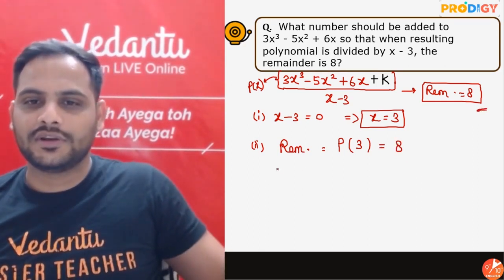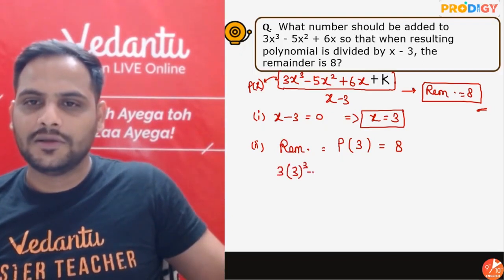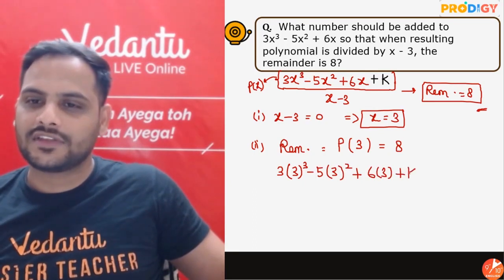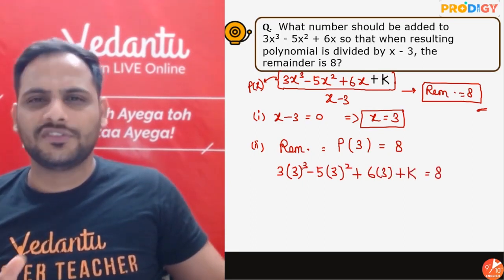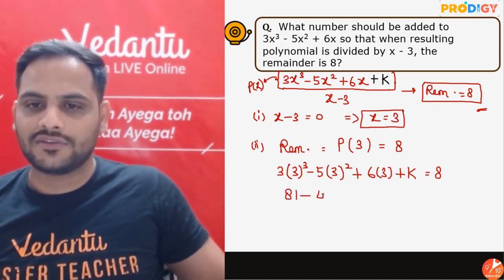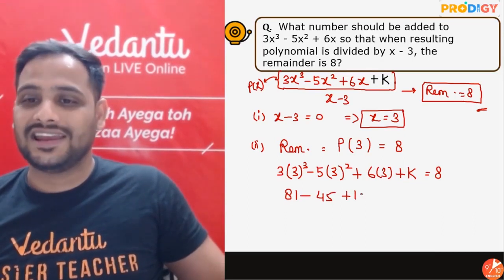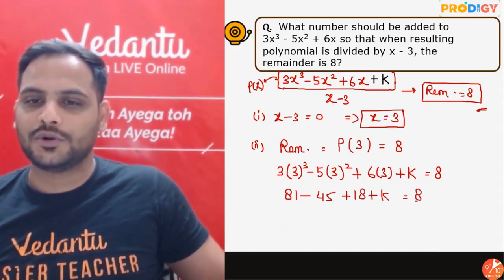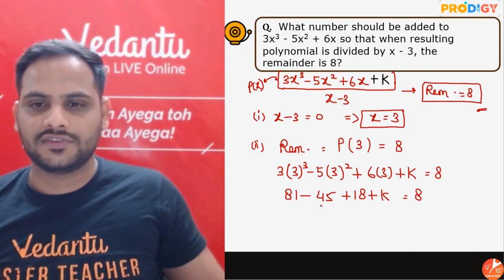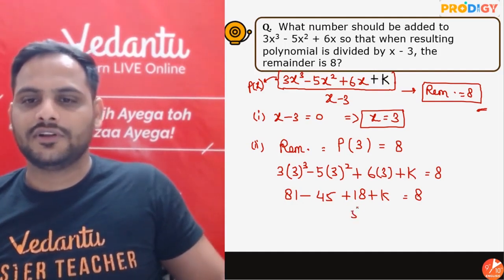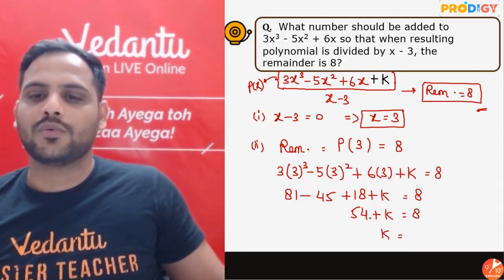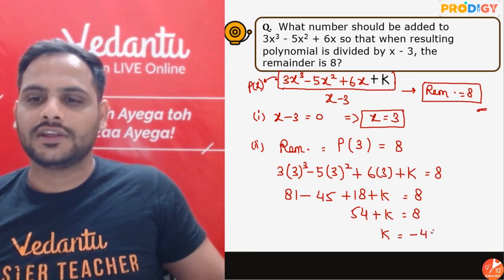So p of 3 will be 3 into 3 cube minus 5 into 3 square plus 6 into 3 plus k equal to 8. 3 cube is 27, 27 3s are 81, 3 square is 9, 9 into minus 5 is minus 45, plus 6 3s are plus 18, plus k is equal to 8. So 81 minus 45 is 36, 36 plus 18 is 54. So 54 plus k is equal to 8. Shift 54 over there. k is equal to minus 46.